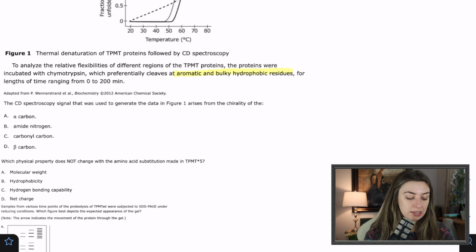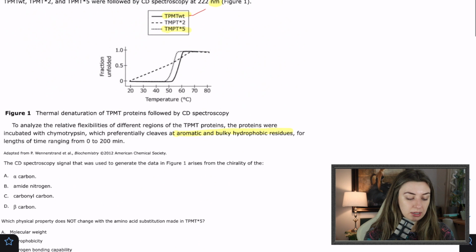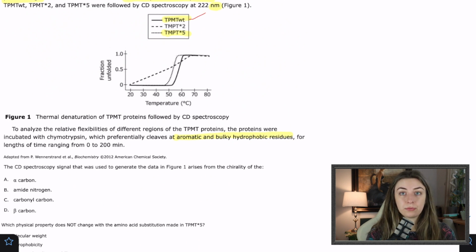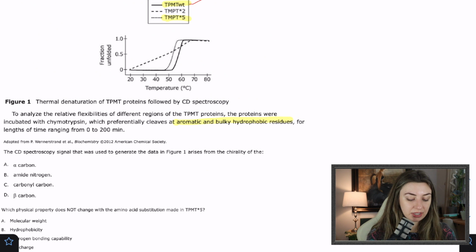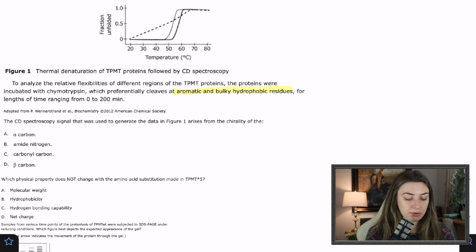Number 17 says the CD spectroscopy signal that was used to generate the data in figure 1 arises from the chirality of the... So if we were to reword this question, CD spec, we know, was dealing with chiral carbons, right? To examine the secondary structure of proteins. So this question is essentially asking, what is chiral in a protein? And what is the only thing that is chiral in your basic amino acid structure? For every amino acid except for glycine, it is the alpha carbon.